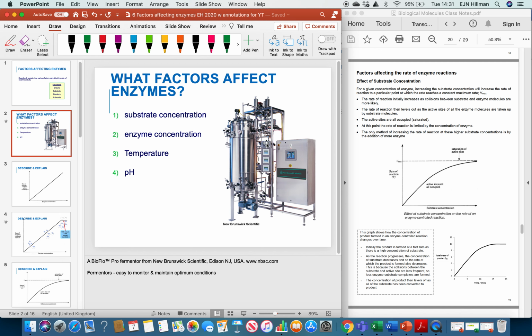This is a fermenter. Fermenters are used in industry to monitor and maintain the optimum conditions for particular reactions involving enzymes.